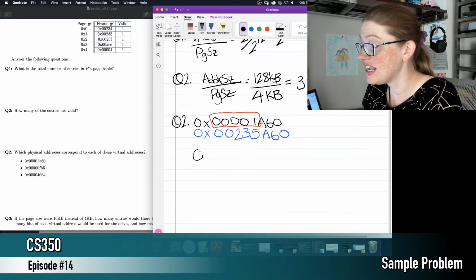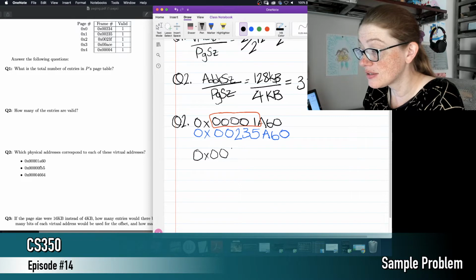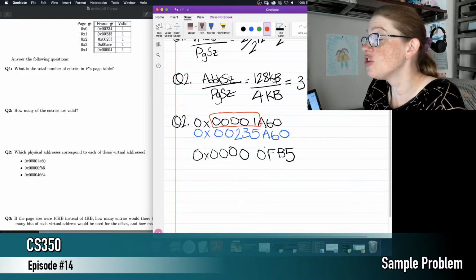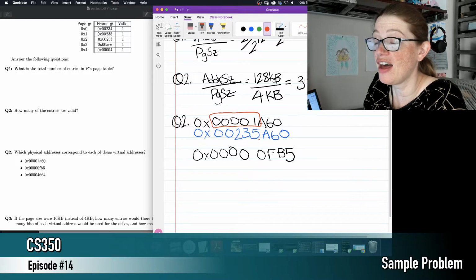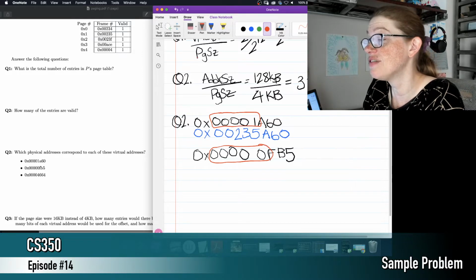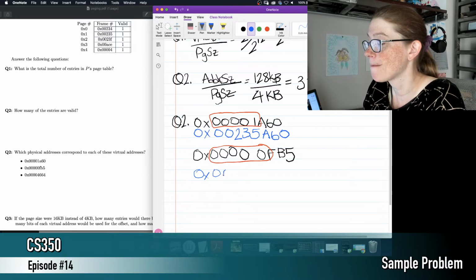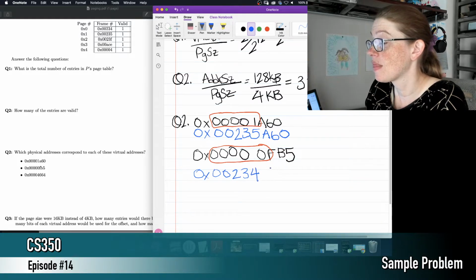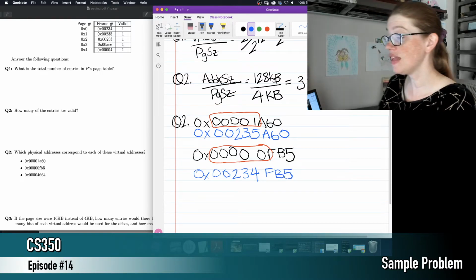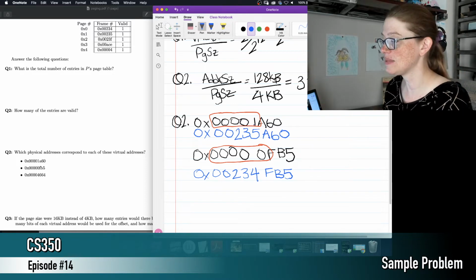So the next address is 00FB5. Again, the highest order 20 bits, corresponding in this case to 5 hex digits, is going to be my page number. So my page number for this address is actually 0. Now I look up page 0 and I see 234 is my frame number. So I'm going to get 00234FB5. That's not too bad, right? That's actually quite easy when you do this method.